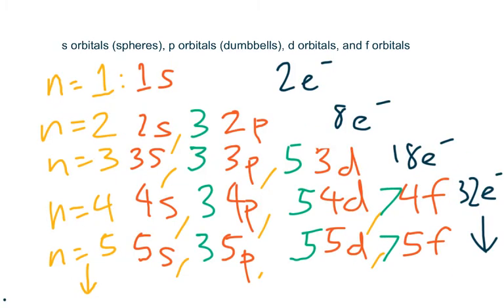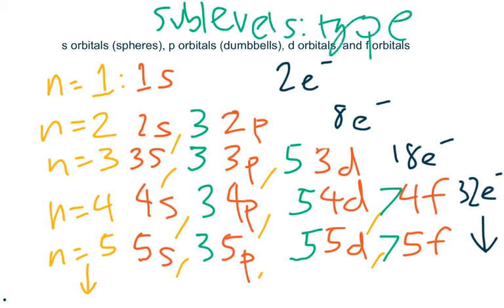Now let's talk about the types of orbitals we can have. These are known as sublevels, and it just describes the type of orbital. So we have 4 types of orbitals: the s orbital, which looks like a sphere, p orbitals, which look like dumbbells, d orbitals, and f orbitals, which have very complex shapes.